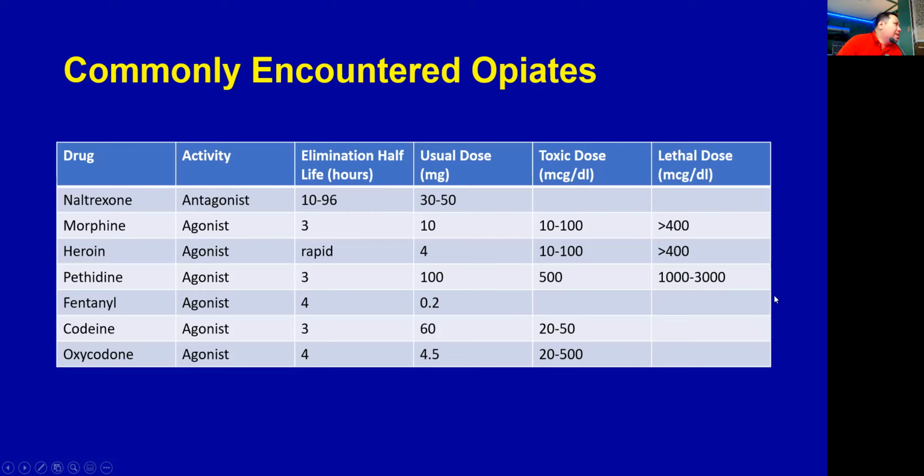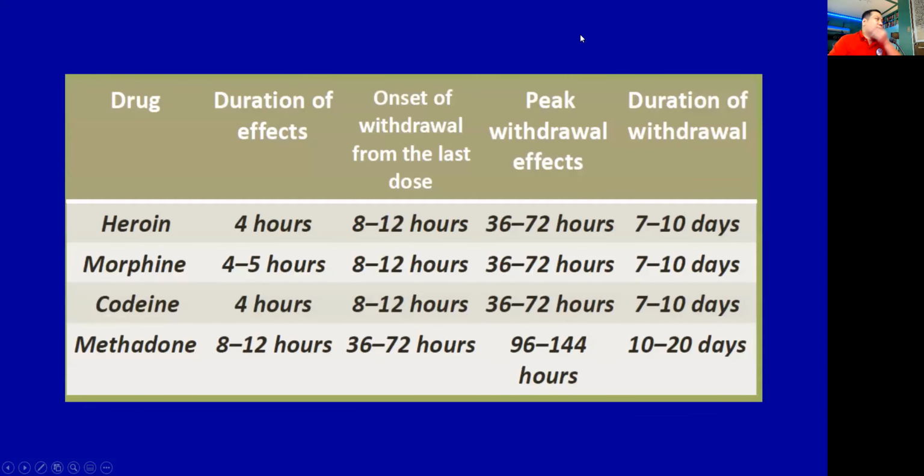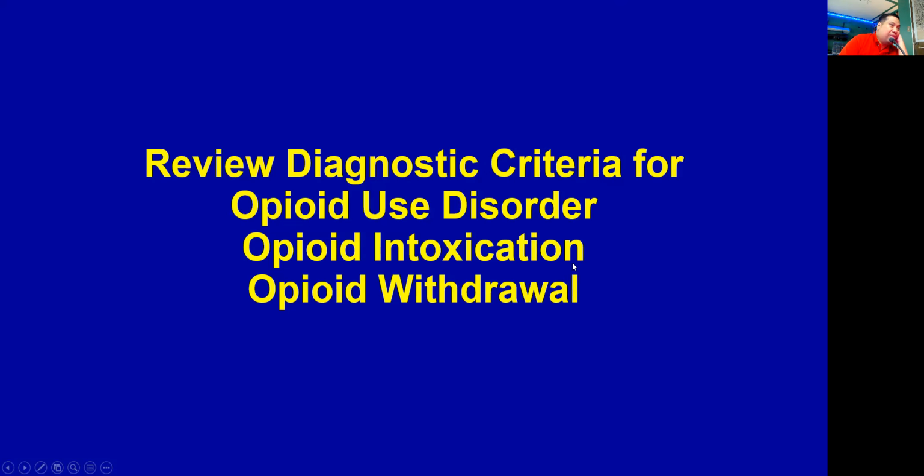And the pharmacology of them. Okay, and the duration of action, duration of effect, onset of withdrawal, and duration of withdrawal. Review the diagnostic criteria of opioid use disorders.